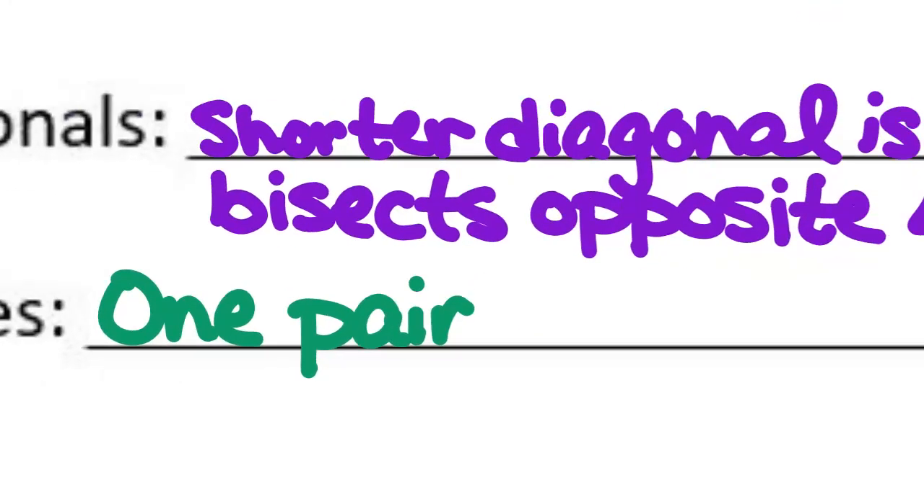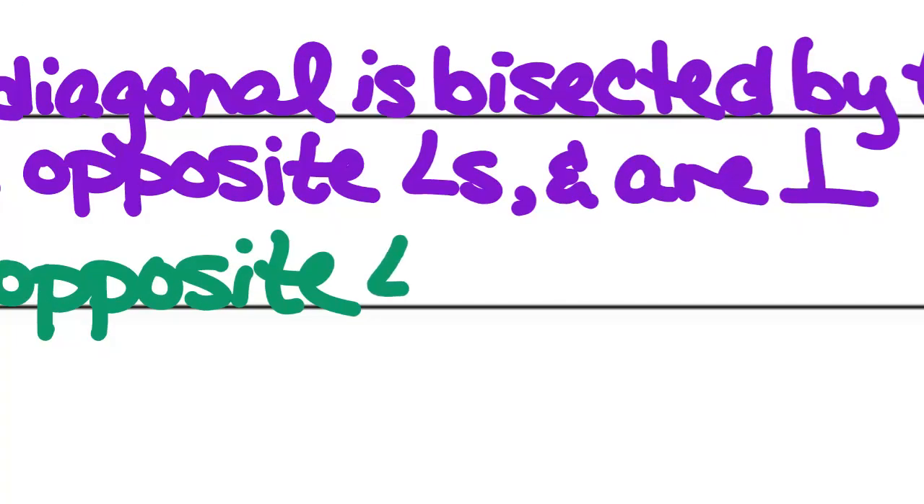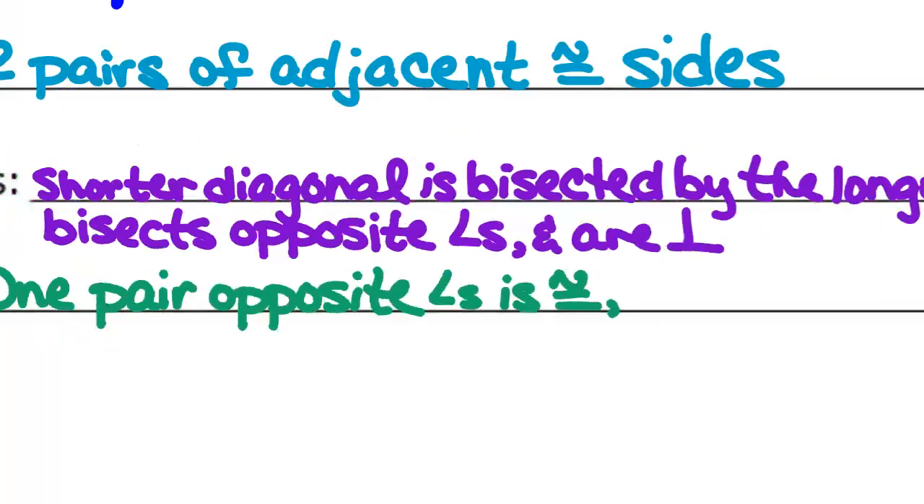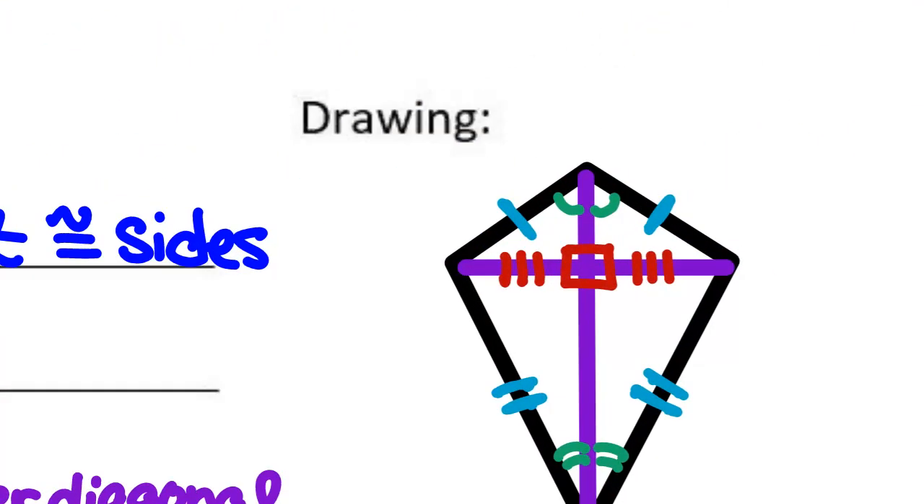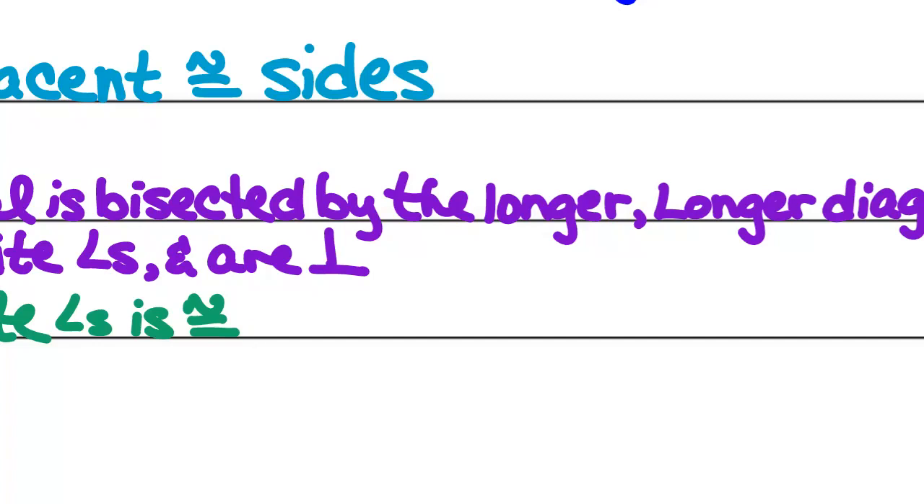For my angles, one pair of opposite angles is congruent. In this case, that would be the left and the right are congruent to each other. And the other pair of opposite angles is being bisected by the longer diagonal.